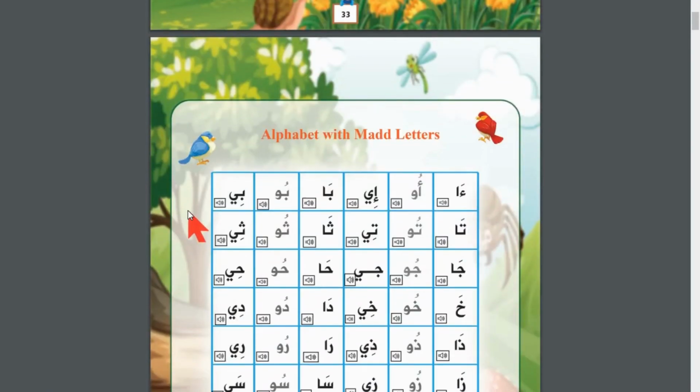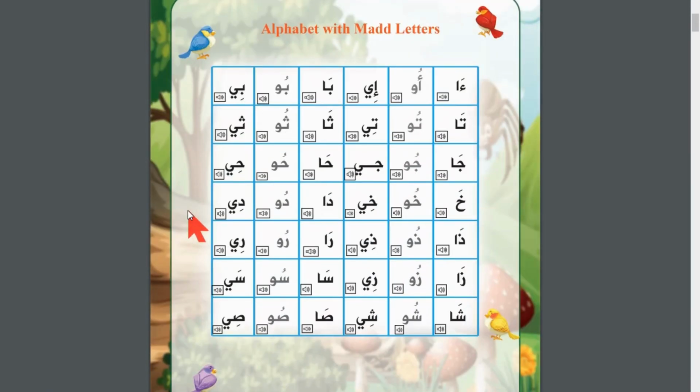So now we're gonna read the alphabet with mad letters. Before reading, we have to say ta'awwuz and tasmiyah. A'udhu billahi minash shaytanir rajim. Bismillahir Rahmanir Rahim. It's Hamza, Alif, Fatha, A, Hamza, Waw, Damma, U, Hamza, Ya, Kasra, E, A, U, E.